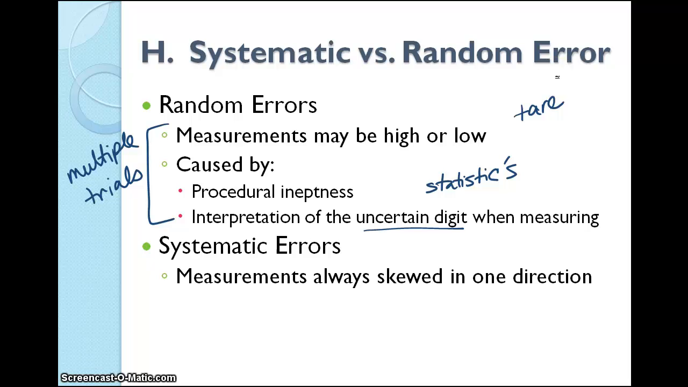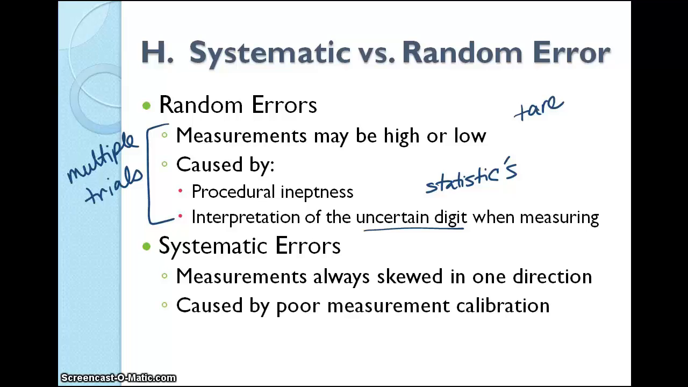Systematic errors, though, are measurements that are always skewed in one direction, and these are very difficult to determine statistically. So systematic errors are very hard to be able to catch. These are caused by poor measurement calibration, meaning if, let's say, for example, you forgot to tare it once, that would be a random error. But if every time you measured the mass of something it was always not tared, well, that's going to increase all of your measurements, and that would be a systematic error.